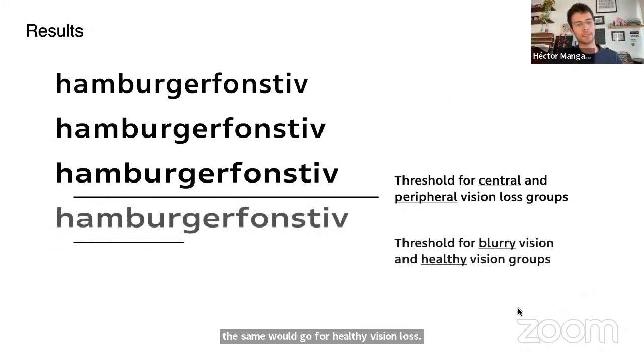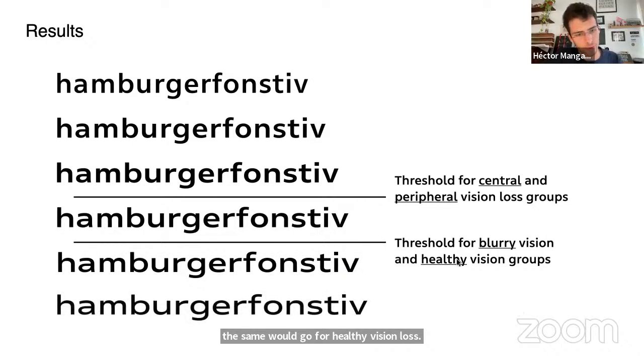So this basically makes these 2 findings from the research. These 2 adjustments are the optimal for these 4 groups. For the central and peripheral vision loss groups, it's this version, and for blurry vision and healthy vision groups, it's the following wider one.